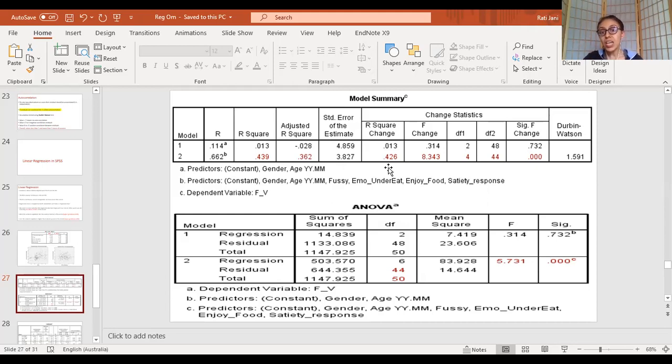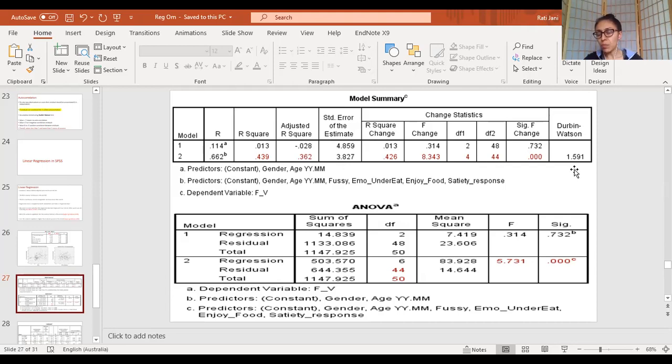But I have just highlighted the red color values for you students, so make sure that these are the ones which you have to report when you are reporting regression for your research projects. This is your overall significance, your model significance. You remember Durbin-Watson, which was your test for autocorrelation. This is that.